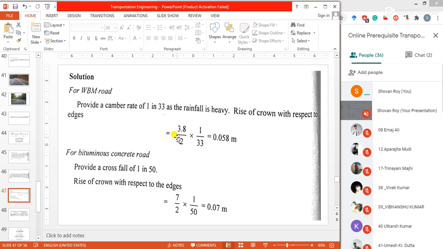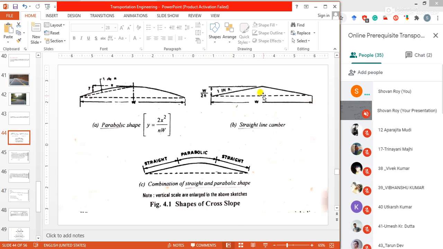Same formula, W by 2 into 1 by n. W is 7, so 7 by 2 into 1 by n, where n is 50, so 1 by 50. So our value is 0.07 meter. This is the raising value.